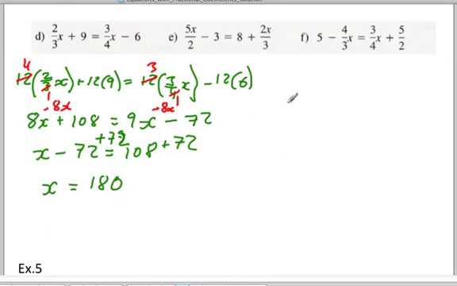All right, the next one, E, I'll put here. So lowest common denominator is going to be 6. So it'd be 6 times 5x over 2 minus 6 times 3 is equal to 6 times 8 plus 6 times 2x over 3.